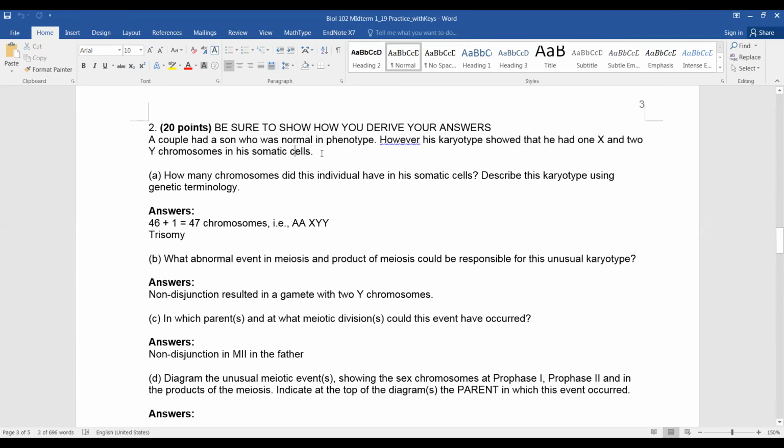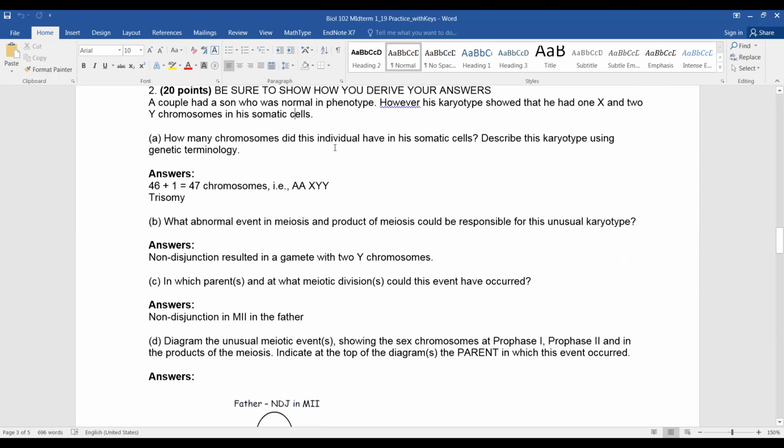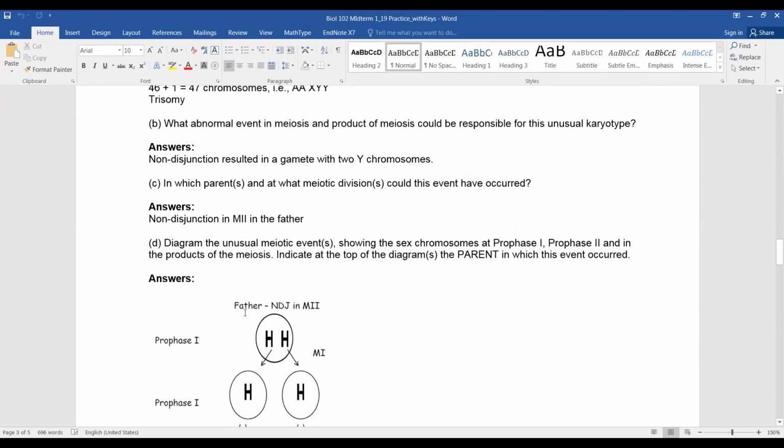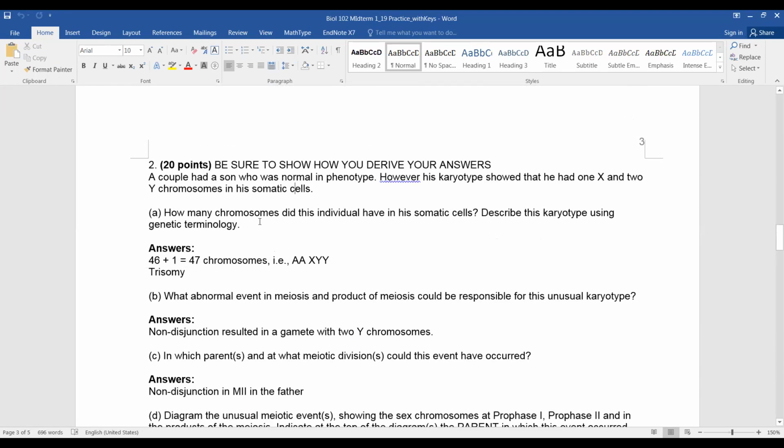So this is a non-standard sex chromosome setting, right? Okay, now we have 4 questions here. So the first one is, I ask you to spell out what is the chromosome.